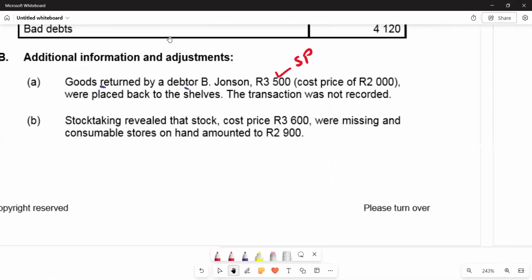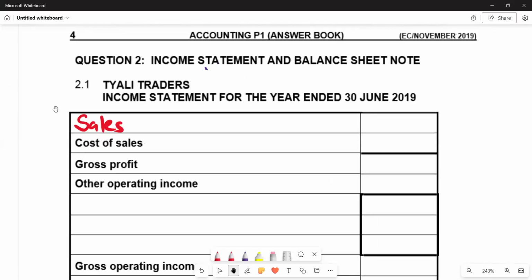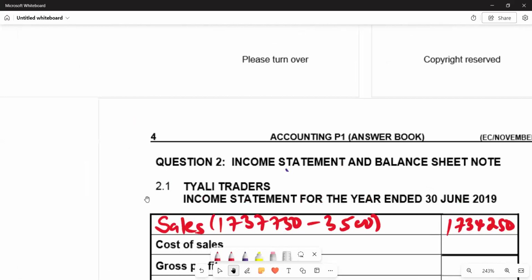So we can go to the other section and see what we can do there. Now we are saying under sales, we are going to say 1 million in brackets 737,750, and then we subtract your 3,500, and then the answer that you are supposed to get there is 1,734,250.